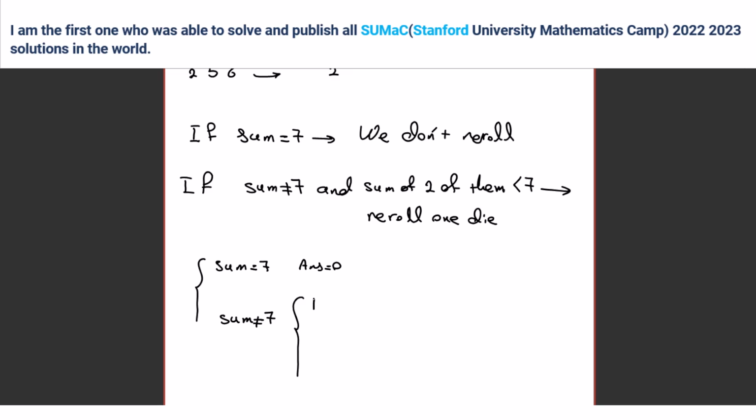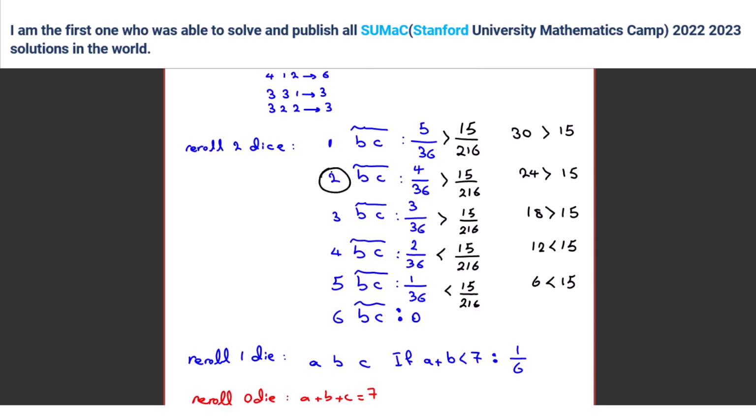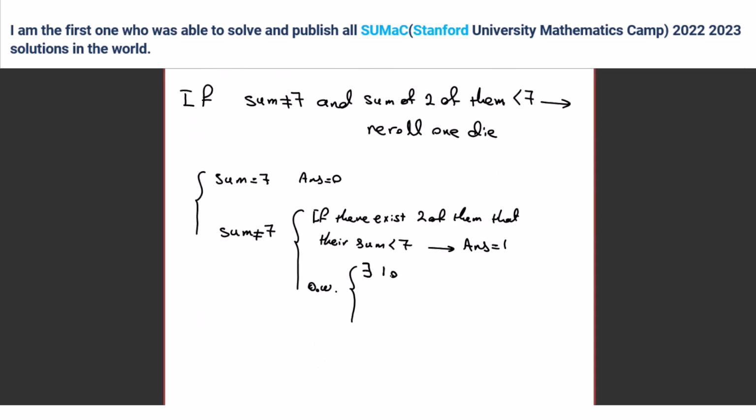Otherwise, if the sum is not 7, again we have 2 cases. If there exist 2 of them whose sum is less than 7, then the answer is 1. We reroll 1. Otherwise, it means the sum of each 2 of them is greater than 7. Then we have 2 cases. If there exists 1 or 2 or 3, we reroll 2 dice. If there exists 1 or 2 or 3, the answer is 2.